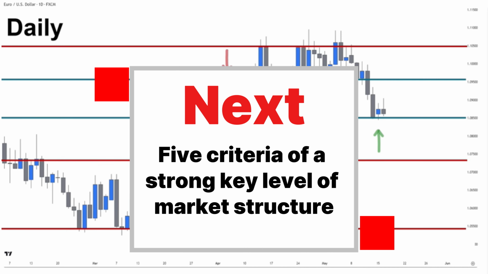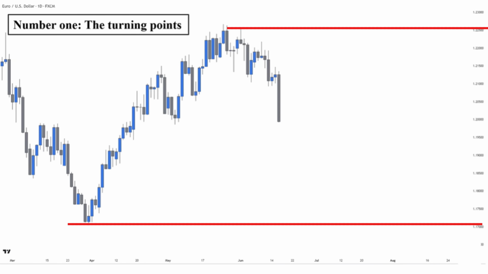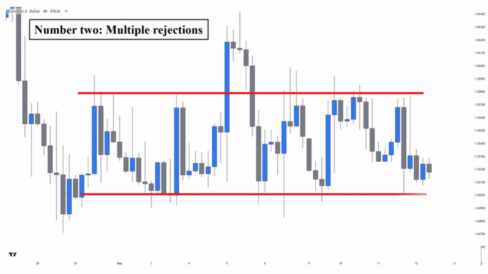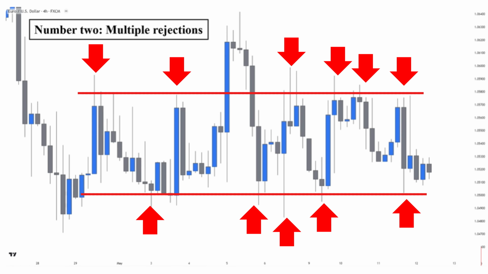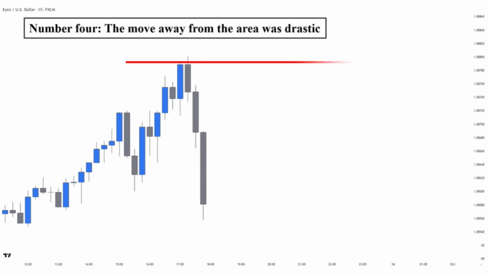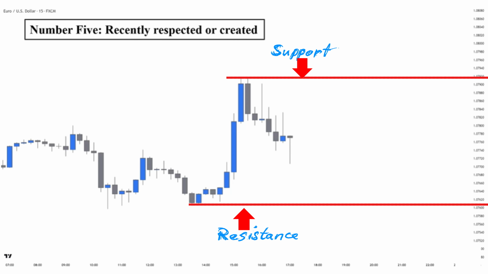Additionally, there are 5 criteria that make structure levels more powerful. Number 1, turning points. These are zones where the market reversed previously. Number 2, multiple rejections. Repeated reactions strengthen a level. Number 3, acting as both support and resistance. This increases reliability. Number 4, strong moves away from the area. Sharp reactions indicate importance. Number 5, recent structure levels. Fresh zones tend to be more effective.